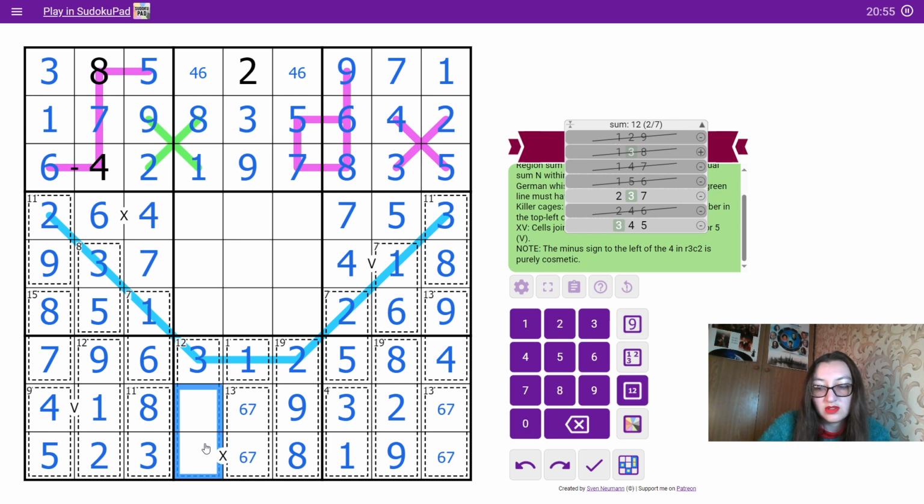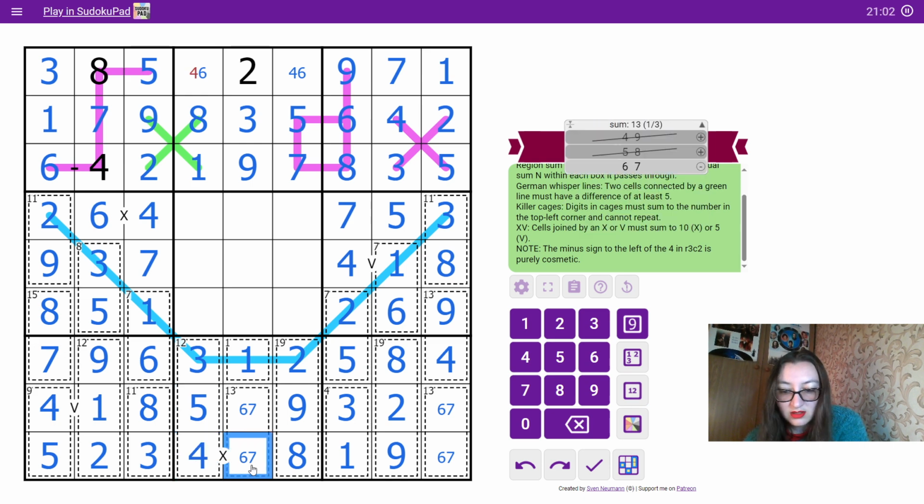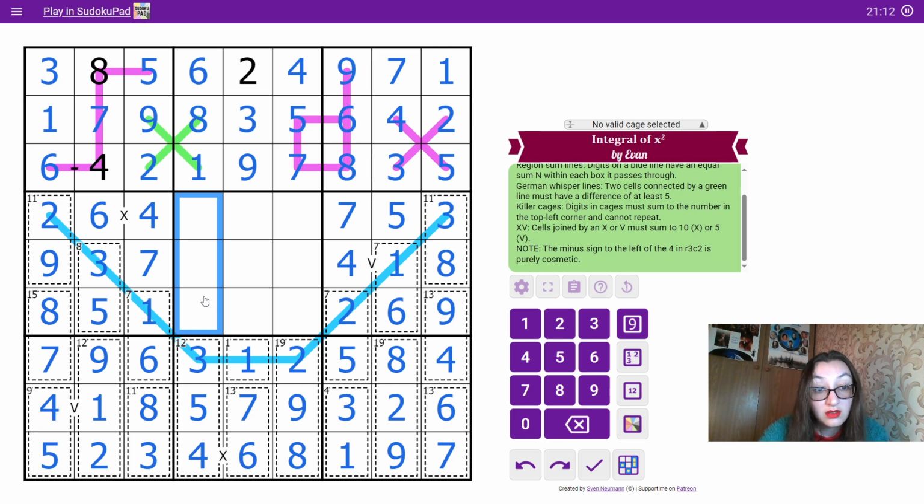We can use a 7, so that's a 4 and a 5. Okay, that is resolved. So that's a 4. That's a 5, that's a 4. This is on the X, so that's a 6, and that is a 7. This is a 6, and that is a 7. And now we have just plain old boring Sudoku to finish the column.